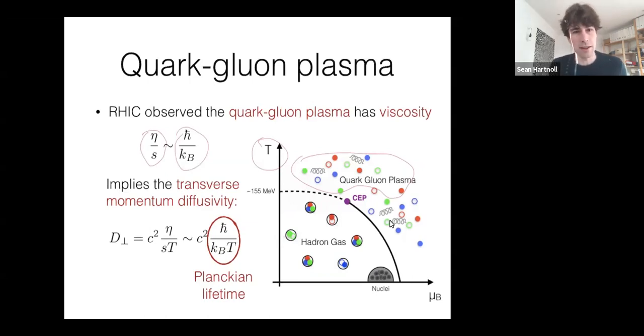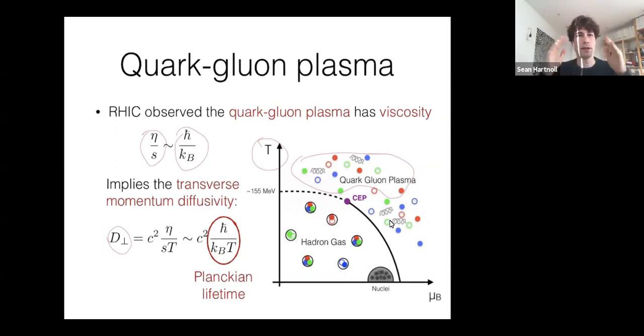Now, I think there's a more useful way to think about this, which is in terms of a diffusivity. What the viscosity measures is the transverse momentum diffusivity. Momentum is a conserved quantity in a plasma, so if I have some momentum, I can send it to you, and the viscosity is a measure of how easy it is to do that. It's like a conductivity: viscosity is to momentum what conductivity is to charge.